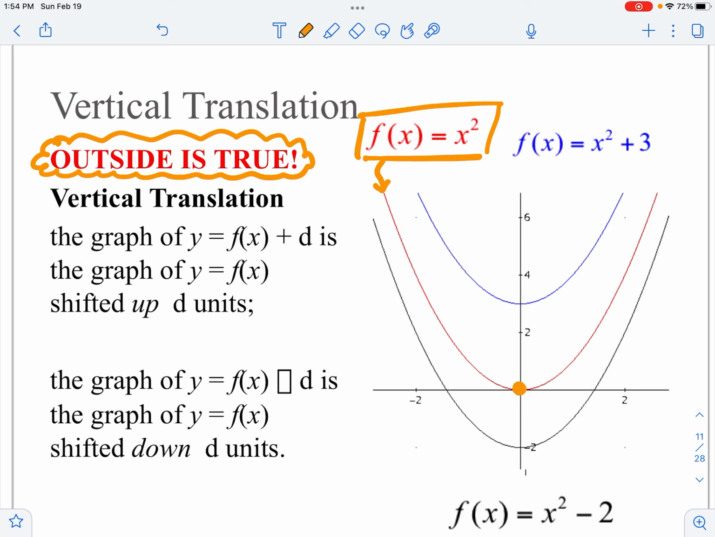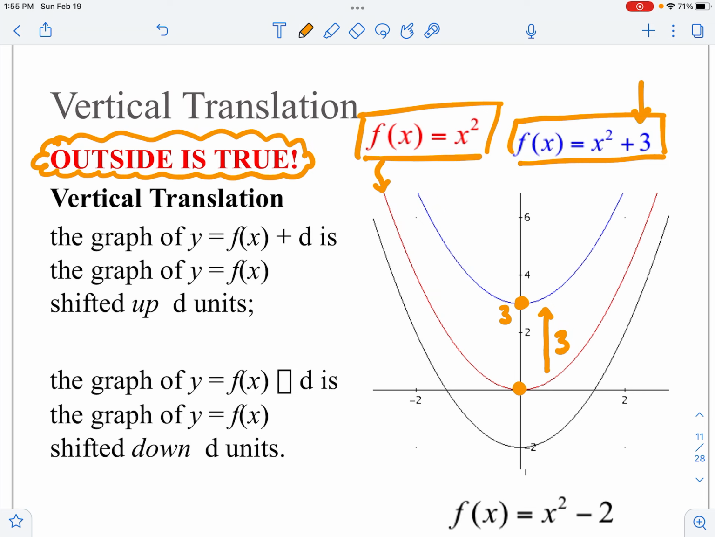So you can see it goes through 0, 0. All right, and then we also have in blue, this has f of x is x squared plus 3. And what you notice is this entire graph is shifted up 3 units. Okay, so everything in this graph is shifted up 3 because of this plus 3 outside of the function.